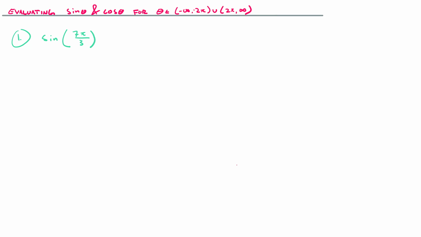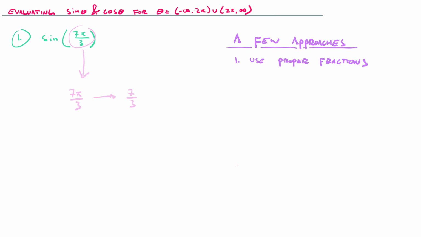I tend to use some kind of combination of different approaches. But the first one that I think we should consider is using a mixed number, or as I call it here, using a proper fraction. I think about how the unit circle is cyclical. It starts repeating itself as you go past 2 pi, or as you go to the left part of the graph past 0. But essentially, what I want to do here is turn 7 pi over 3 into some kind of a mixed number so that it's very obvious that we're past 2 pi in this case.